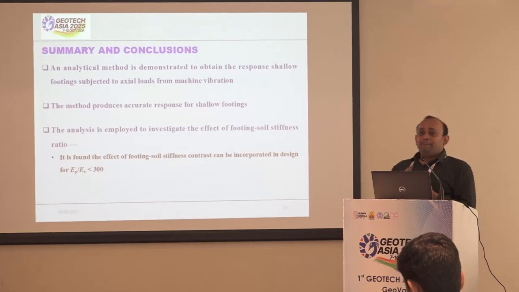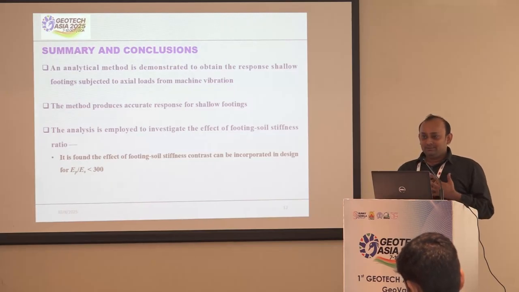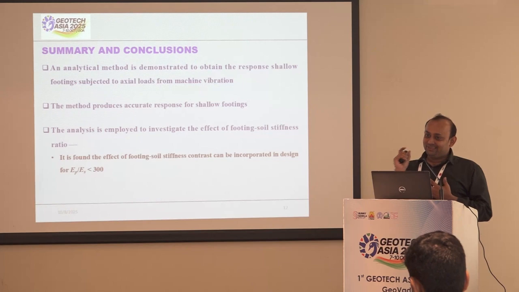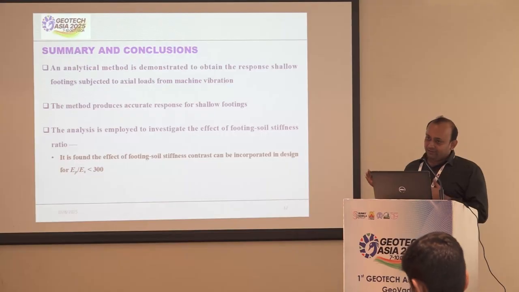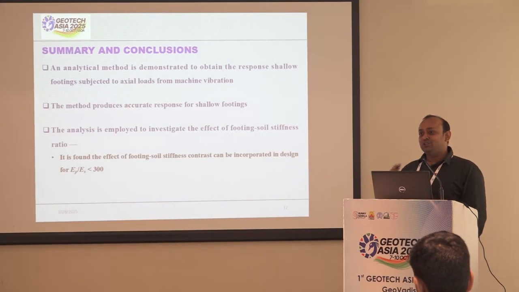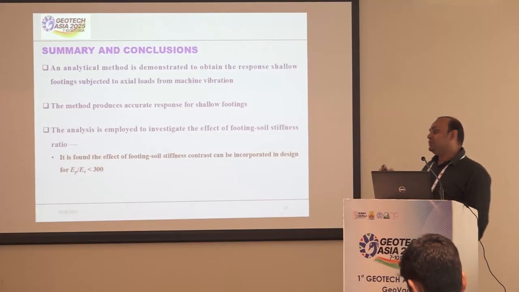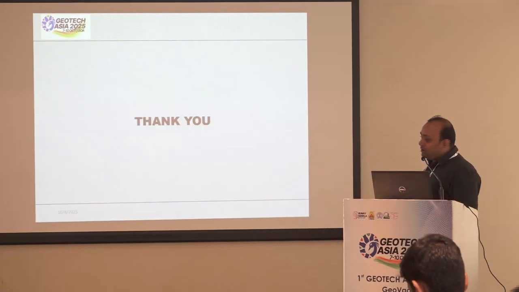So if the ratio of the footing's Young's modulus to the soil Young's modulus is less than 300, then you should incorporate the value of the Young's modulus of the footing while doing such an analysis. This is the conclusion we have drawn from this study. In the literature, nothing is done for shallow footings with slenderness ratio from 0.25 to 2. So that's why this study was conducted, at least to quantify the amount of difference that you can have. So this was all from this presentation.